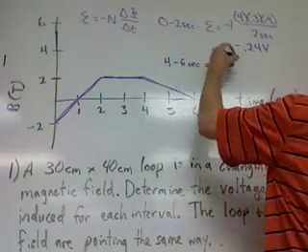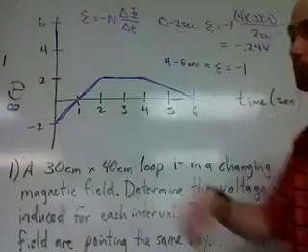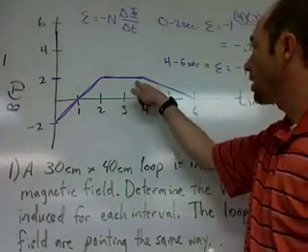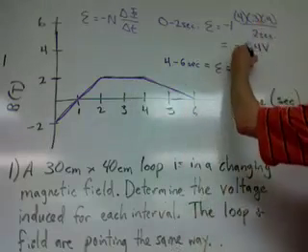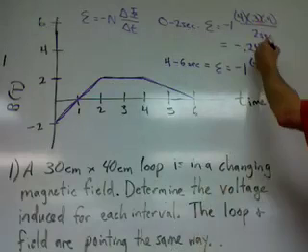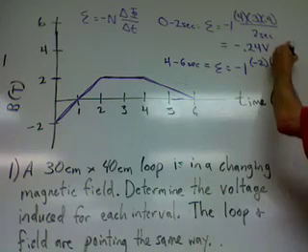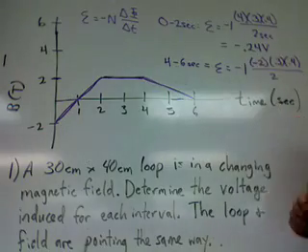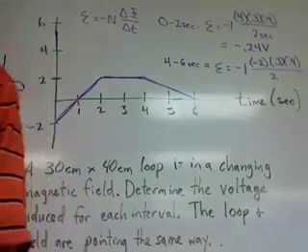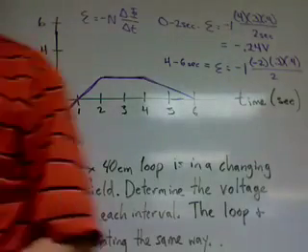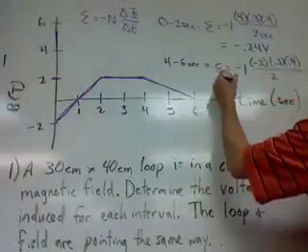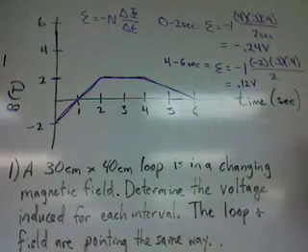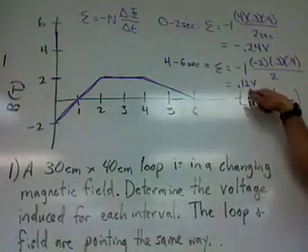we're going to go -1, because again, a loop. I want to go my change in B. My final B is 0. My initial B is 2. So my change in B is -2 Teslas times 0.3 times 0.4 divided by 2 seconds. And you do the math there, and you get positive 0.12 volts. So from 4 to 6 seconds, it's positive 0.12.